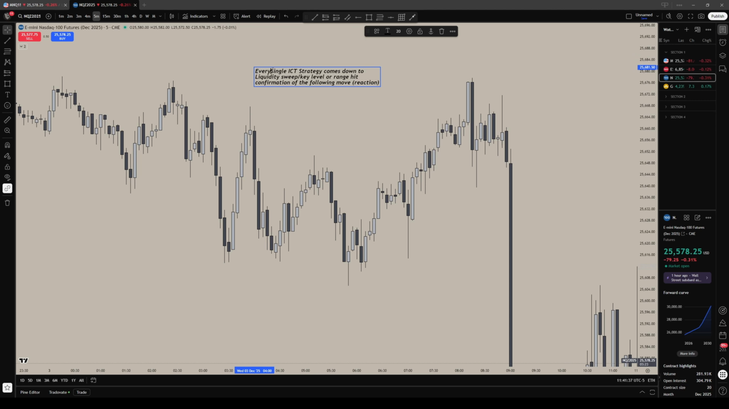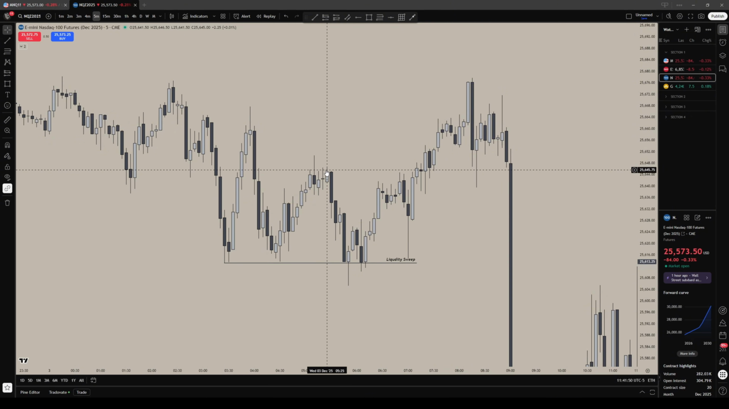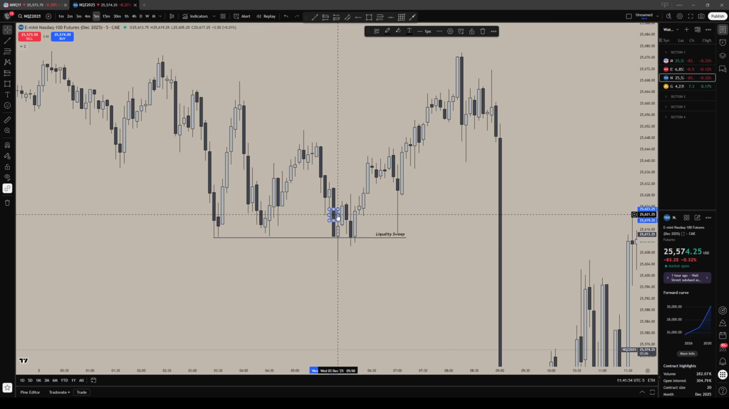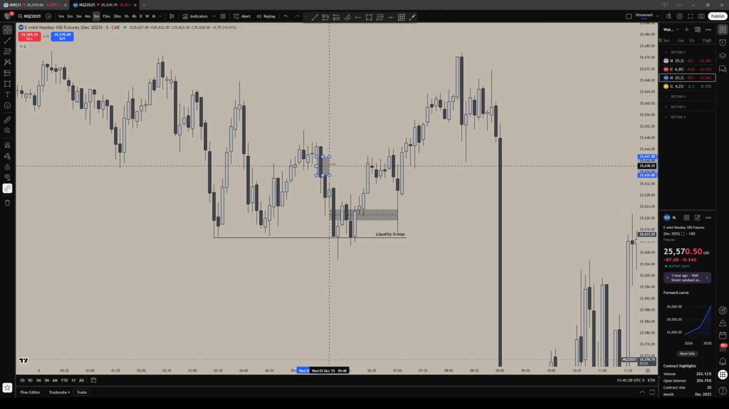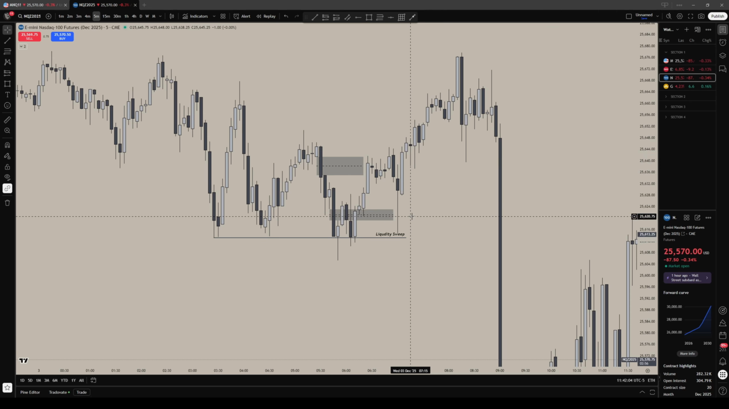Now, how do I trade? I look for a liquidity sweep, right? This is my liquidity sweep. Then, as price is sweeping the liquidity, I look for a fair value gap created, right? Created one up here. Now I'll mark it out and I'll explain the difference. These are fair value gaps that were created from the liquidity sweep. What else do I look for? I now look for this fair value gap.